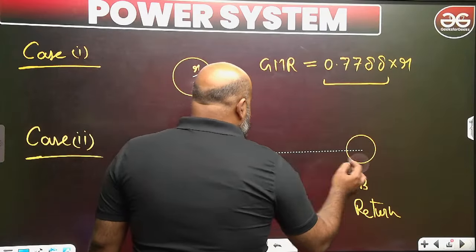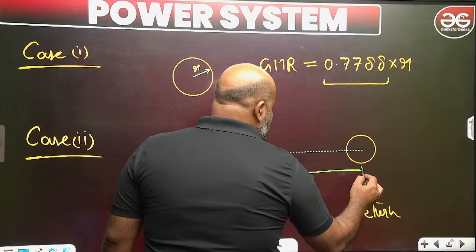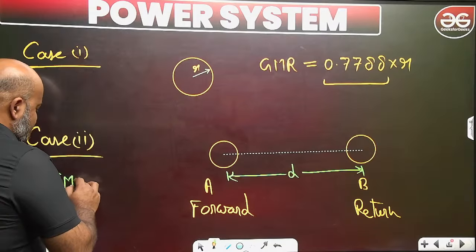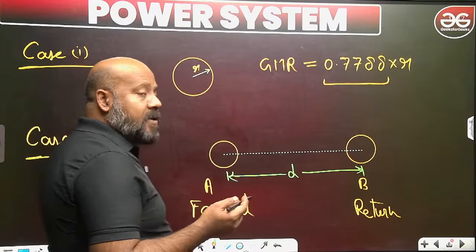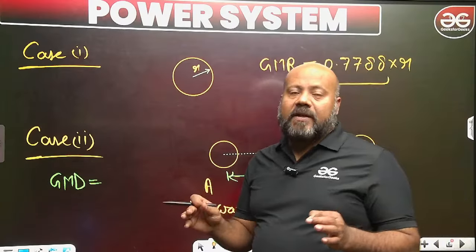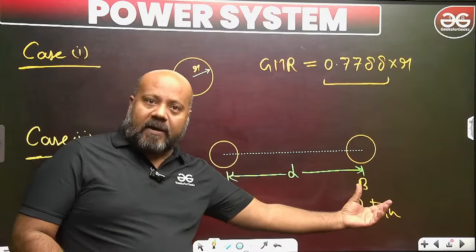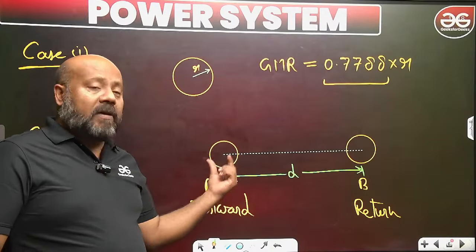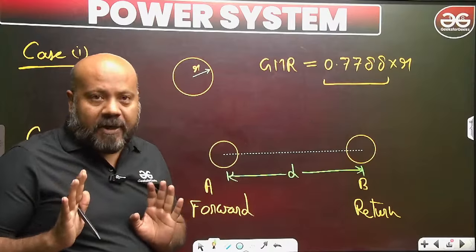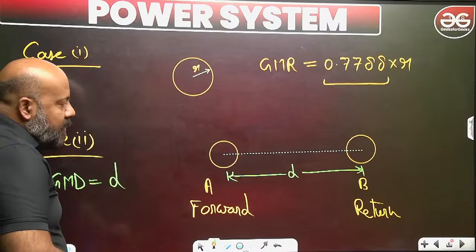So if the distance between them is, suppose, D, directly you can write the geometric mean distance, because what is geometric mean distance? It is the effective distance between the two groups or phases of the conductor. So you have two groups of conductor and in each group you have only one conductor. If I ask you what is the effective distance between them, it is simply D. It means GMD you can easily write. So GMD is nothing but D.